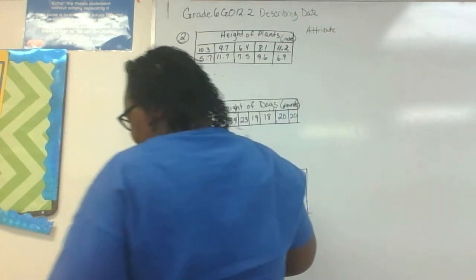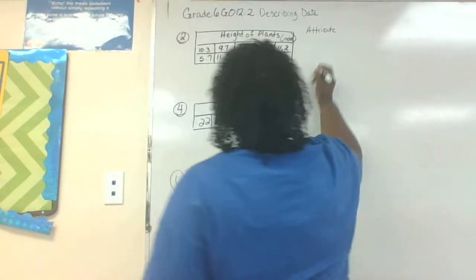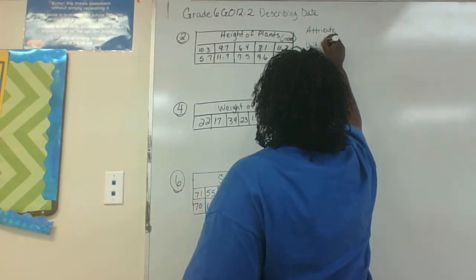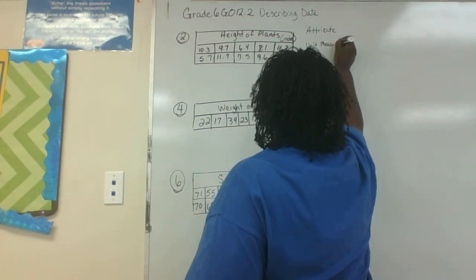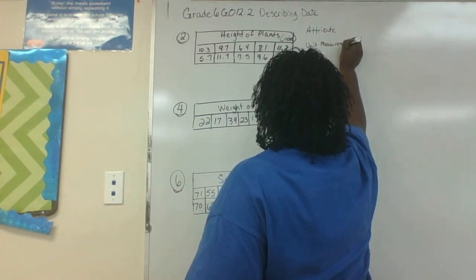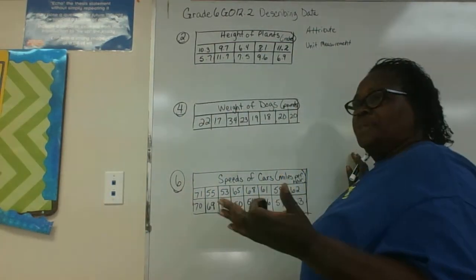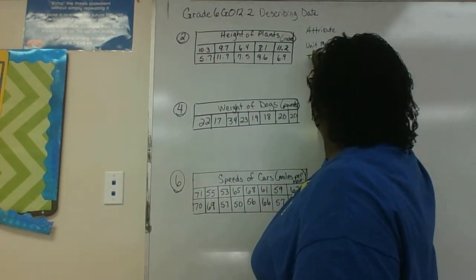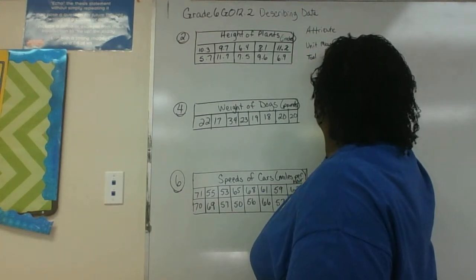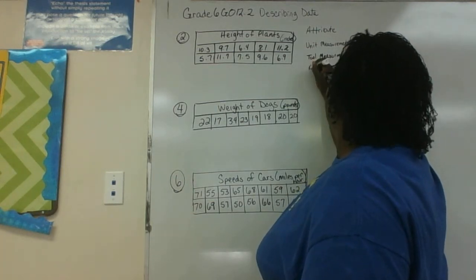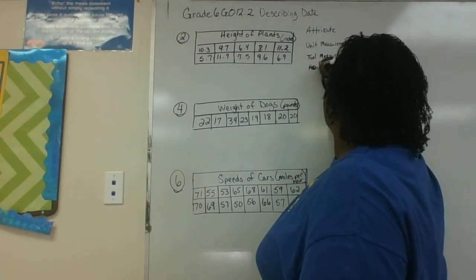The next thing we want to look at is the unit that we use to measure. The item that we use to measure, or the means, I like to use the word tool. The tool we use to measure. And then, how many did we measure?